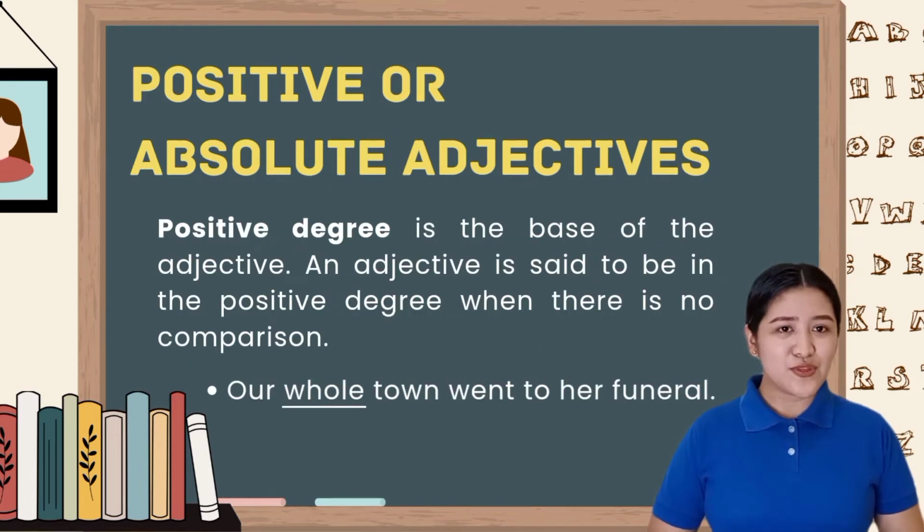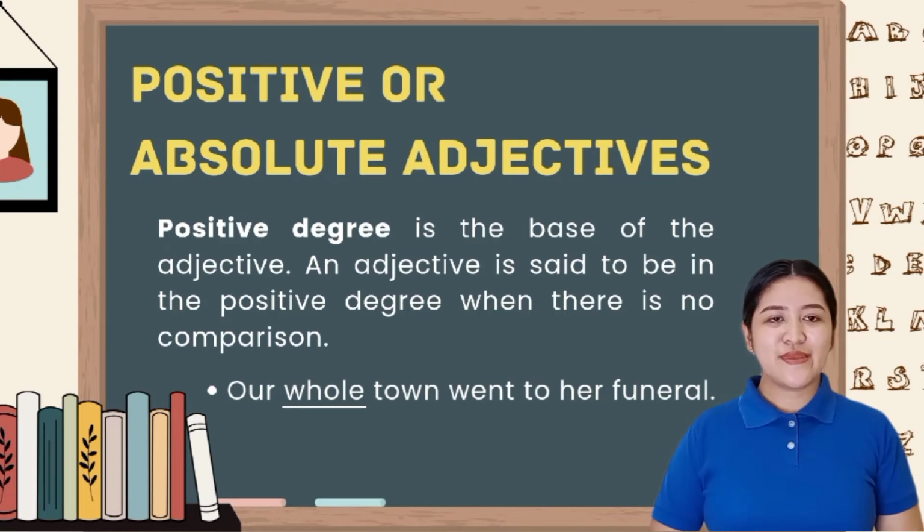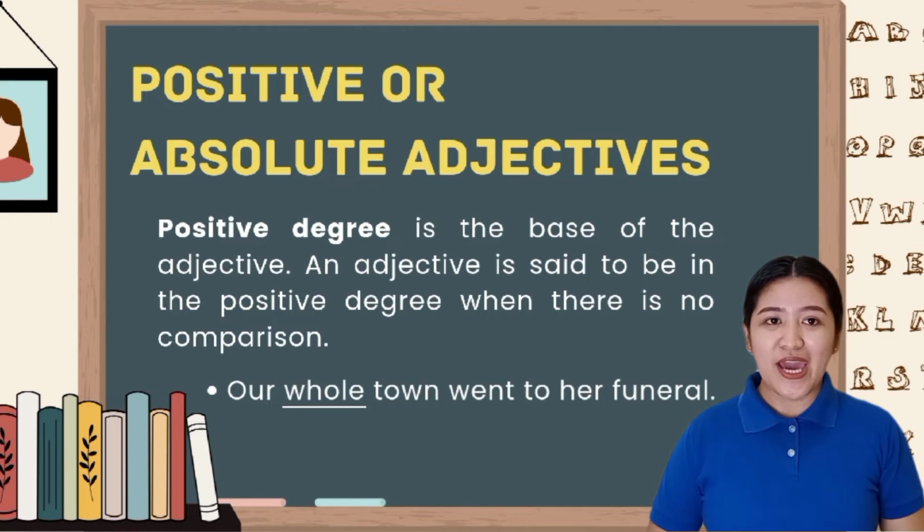First is the absolute or the positive degree. Positive degree is the base of the adjective. It denotes the mere existence of the quality. An adjective is said to be in the positive degree when there is no comparison, just like our previous example. When Miss Emily Grierson died, our whole town went to her funeral. The adjective here is whole, which modifies the noun town.